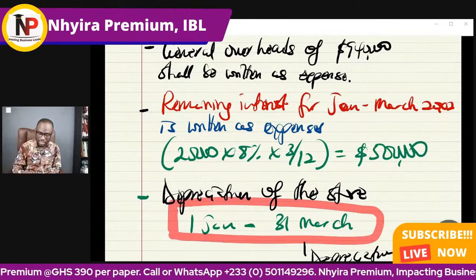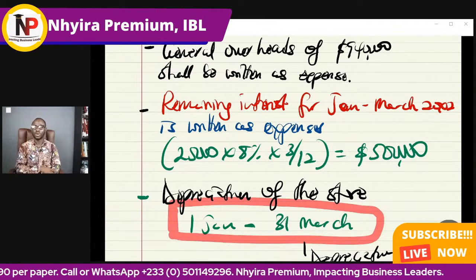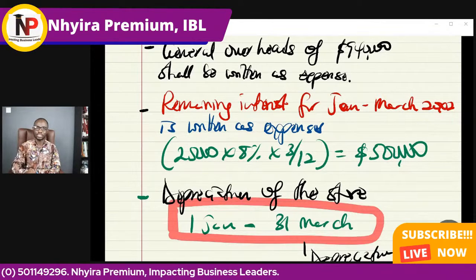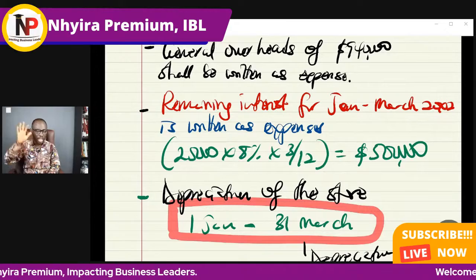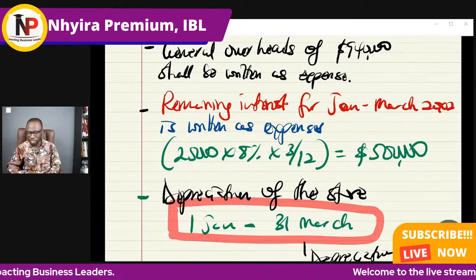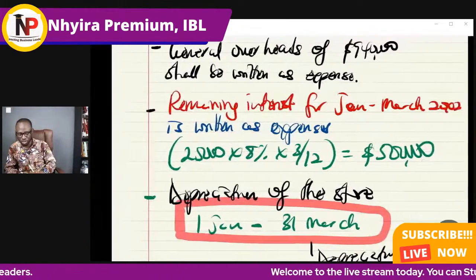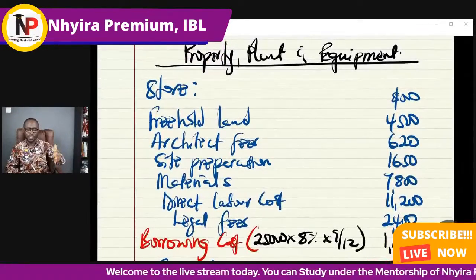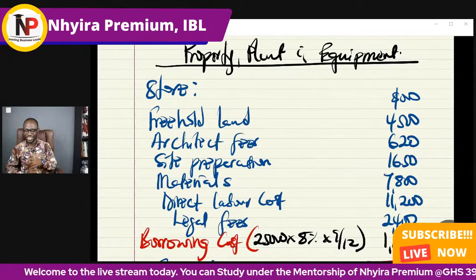This is the answer to this question when we talk about the issue in relation to IAS 16 and the borrowing cost. Any question on this particular question? So that is what you need to understand about this. So that is IAS 16 and borrowing cost in the picture there.